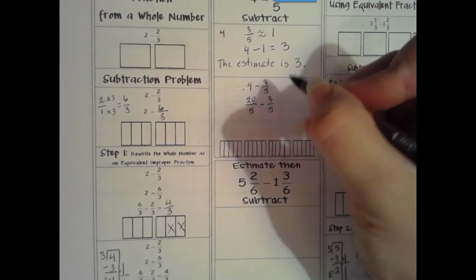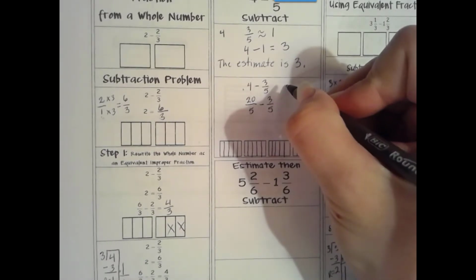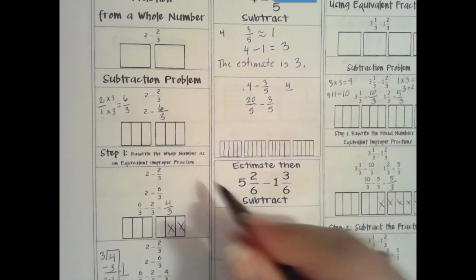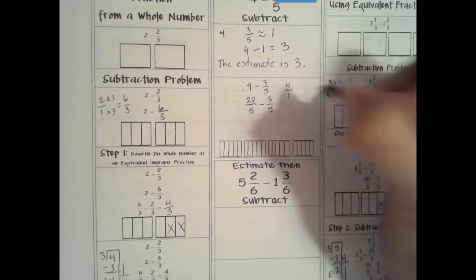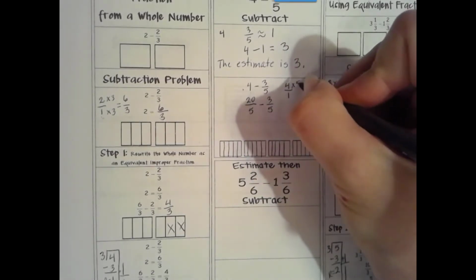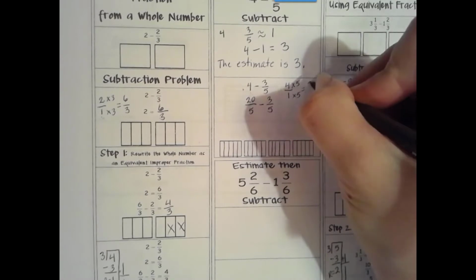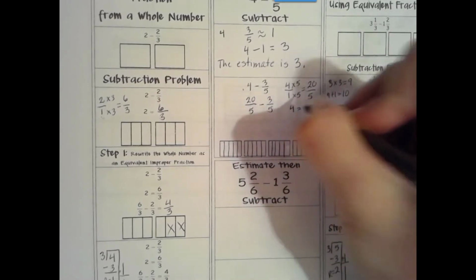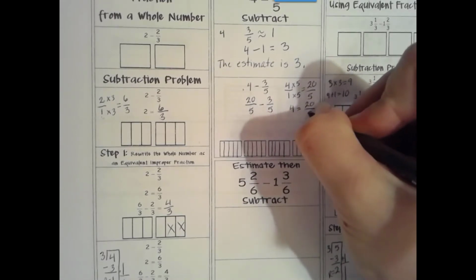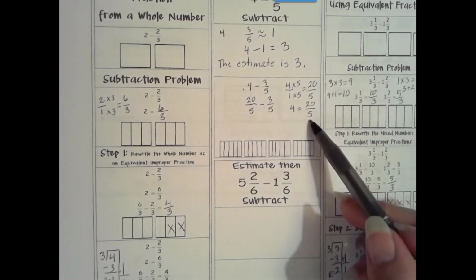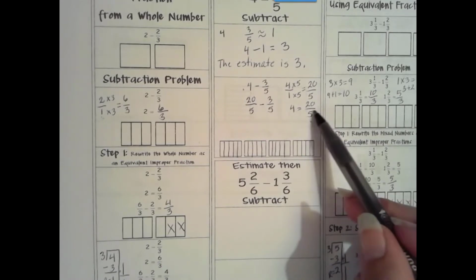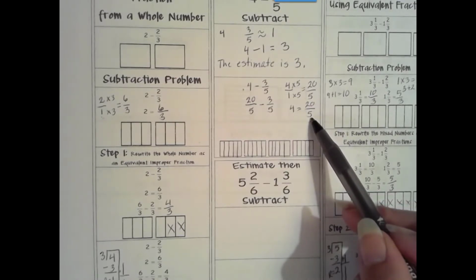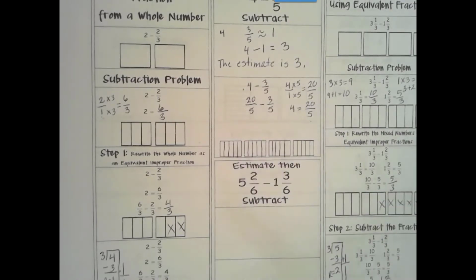So 4 can be written as, now if you didn't have a model, I have 4 whole units and I'm cutting each into 5 pieces. I get 20 fifths. 4 is equal to 20 fifths because 20 divided by 5 is 4. This fraction bar right here can be seen as division. 20 divided into 5 groups and you get 4 whole.